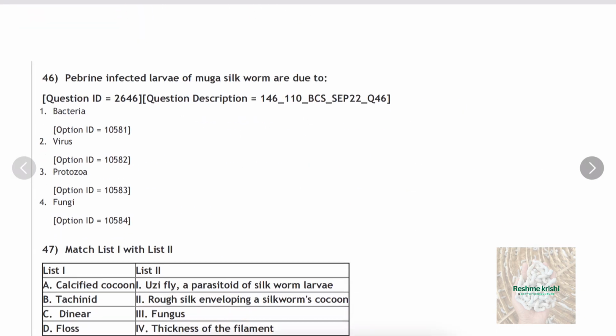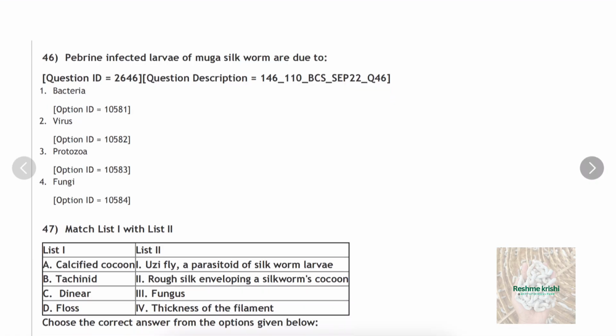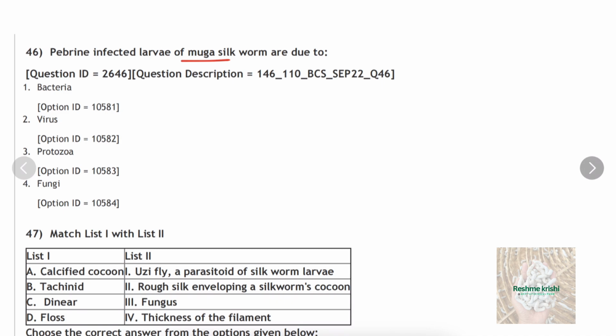Okay. Pebrine infected larva of Muga silkworm are due to what? See, there is no need to get confused here. Whether it is Muga, or mulberry, or Tasar, usually pebrine is a protozoan disease. That's why it is called a microsporidian disease, right?